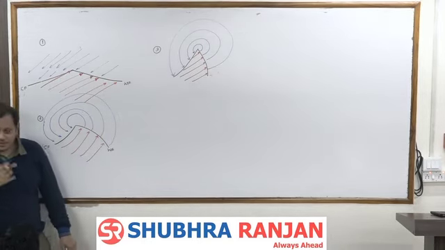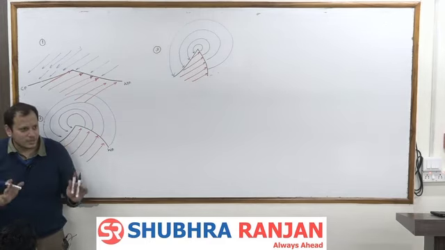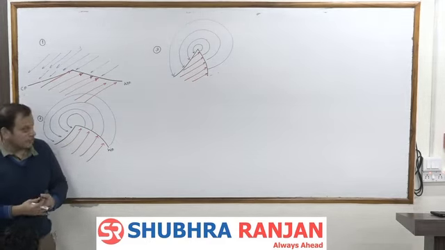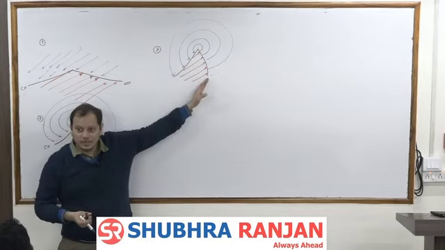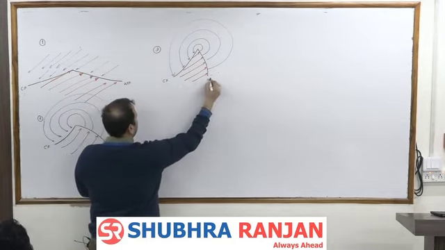Can I say the cold air is trapping the warm air from all the sides, because warm air is not able to displace the cold air? What is going to happen more? ये area और decrease हो जाएगा. This is cold front, this is warm front.